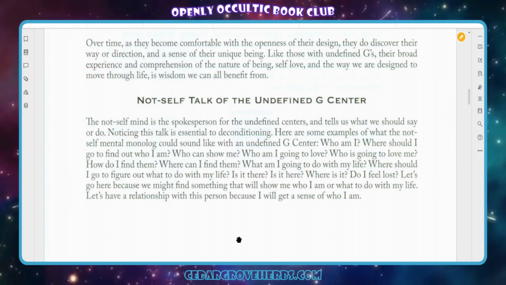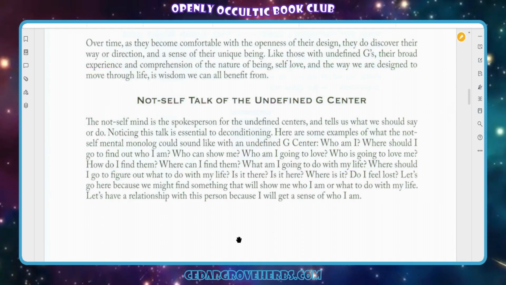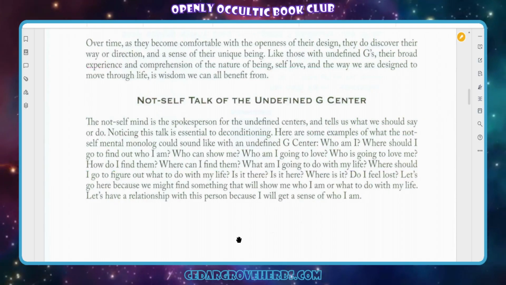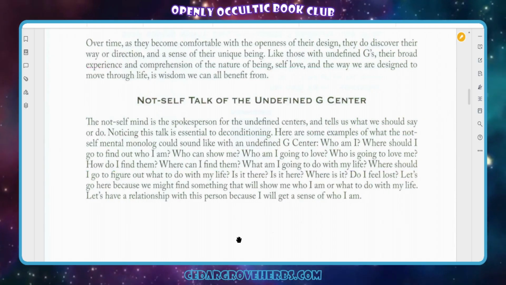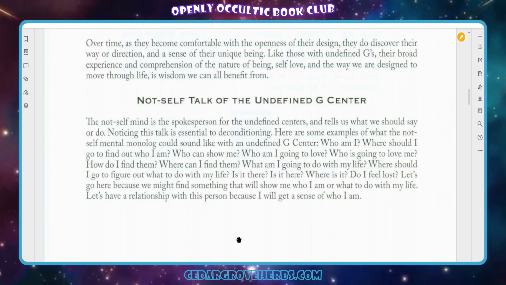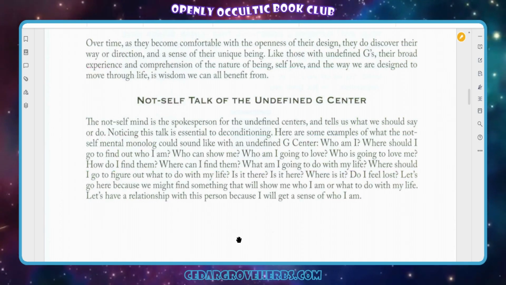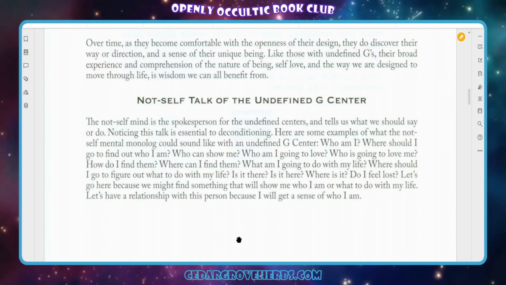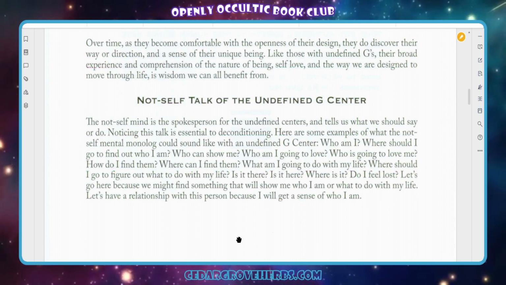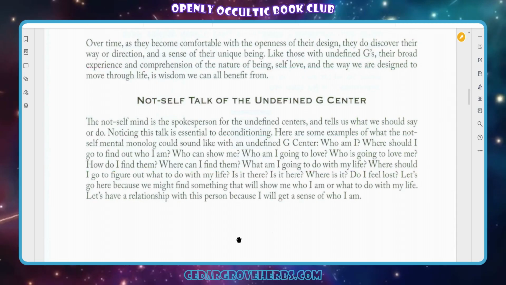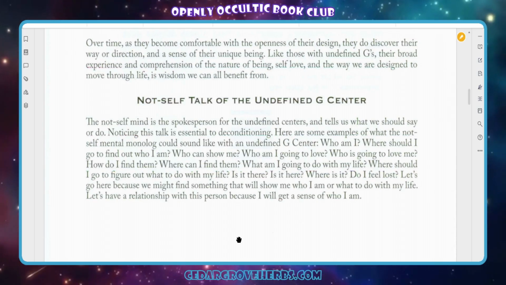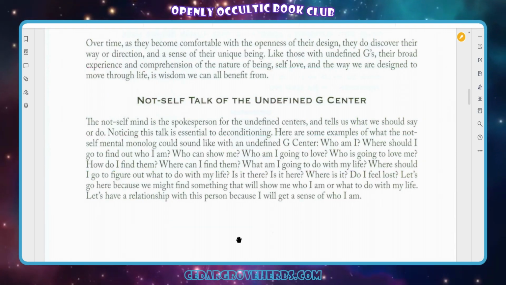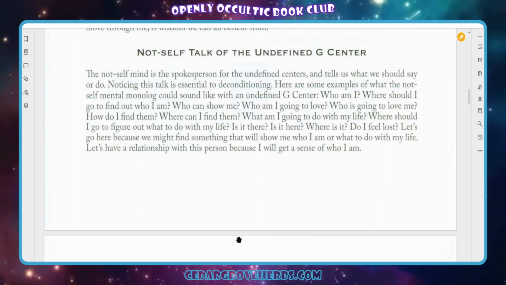Here's some examples of what the not self mental monologue could sound like with an undefined G center. Who am I? Where should I go to find out who I am? Who can show me? Who am I going to love? Who's going to love me? How do I find them? Where can I find them? What am I going to do with my life? Where should I go to figure out what to do with my life? Is it there? Is it here? Where is it? Do I feel lost? Let's go here because we might find something that will show me who I am or what to do with my life.